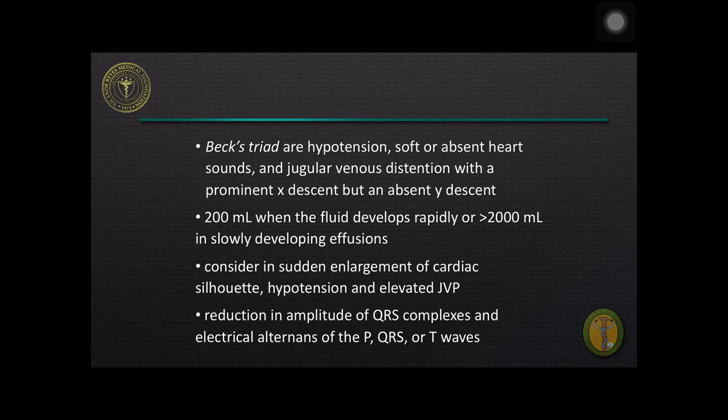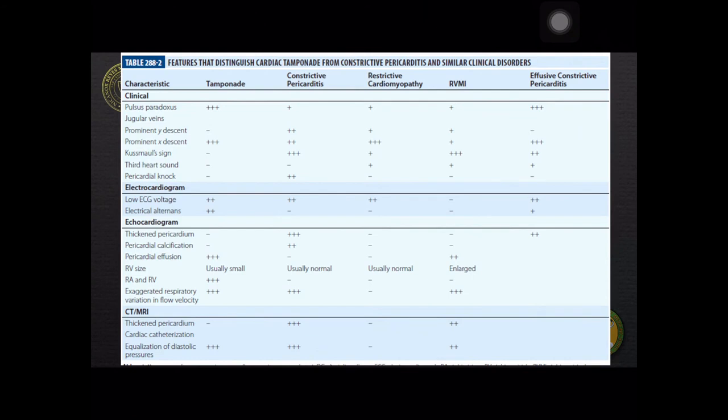Cardiac tamponade should be considered in sudden enlargement of the cardiac silhouette, hypotension, and elevated jugular venous pressure. The ECG usually reveals reduction in amplitude of QRS complexes and electrical alternans of the P, QRS, or T waves. This table lists the features that distinguish acute cardiac tamponade from constrictive pericarditis, restrictive cardiomyopathy, right ventricular myocardial infarction, and effusive constrictive pericarditis.